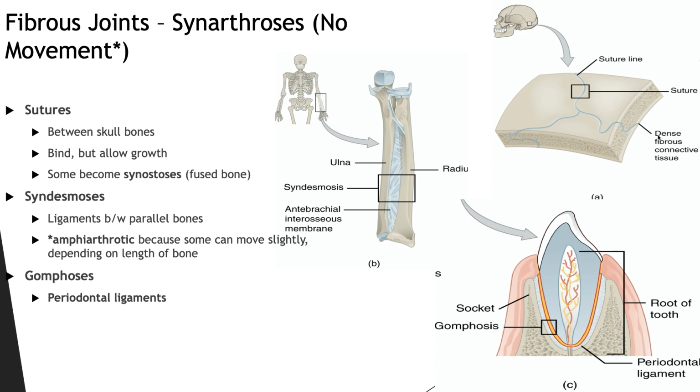Let's get into more detail on these joints. The first type, fibrous joints, have several different functions and structures associated with them. These include sutures, a synarthrotic joint located only between the bones of the skull. The edges of the bones are interlocked and bound together by a dense fibrous connective tissue.